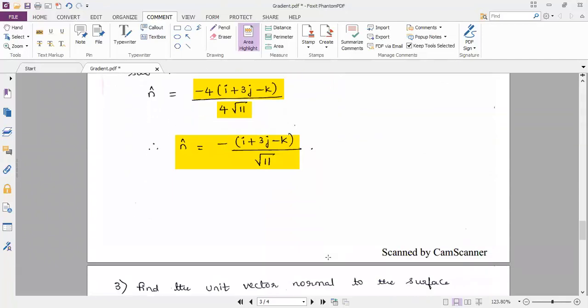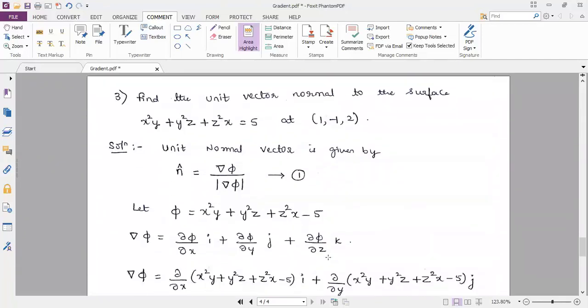We'll see one more problem on finding unit vector normal to the given surface. Question: find the unit vector normal to the surface x square y plus y square z plus z square x is equal to phi at the point (1, -1, 2). Formula: unit normal vector is given by n cap is equal to grad phi divided by magnitude of grad phi. Let us call this equation 1.